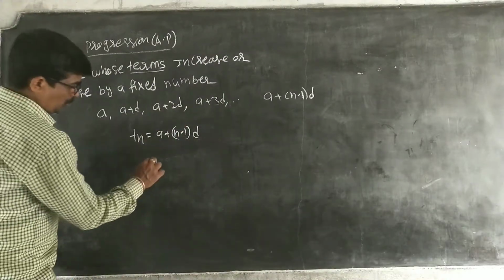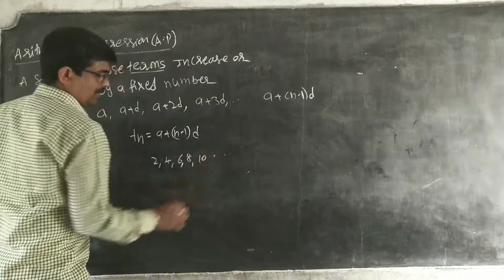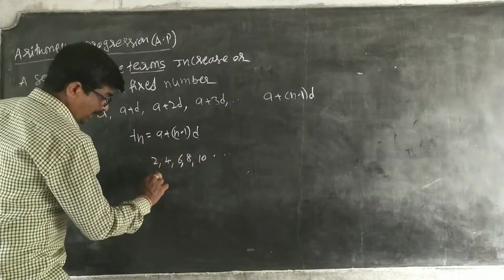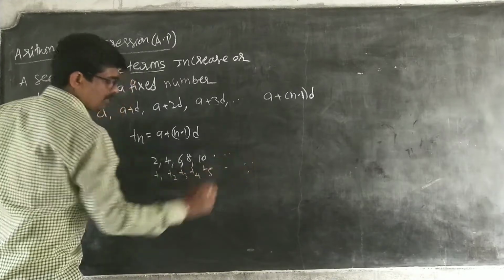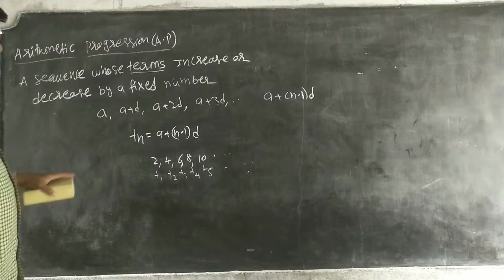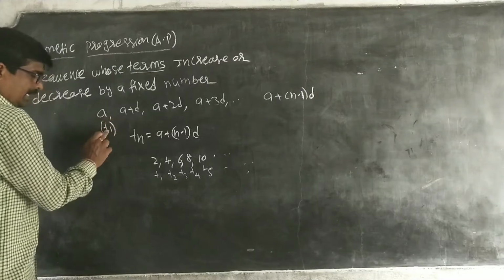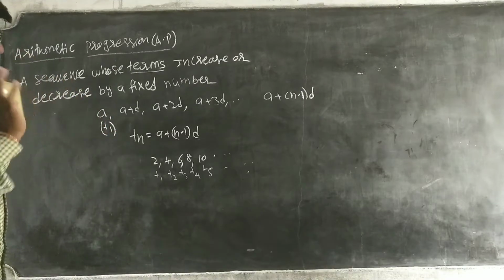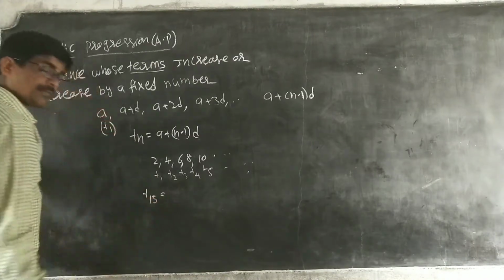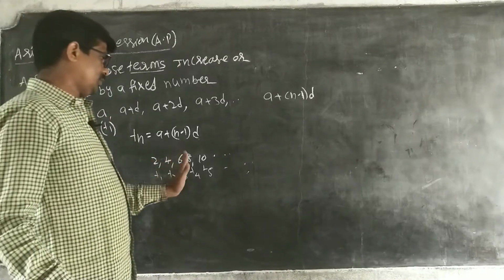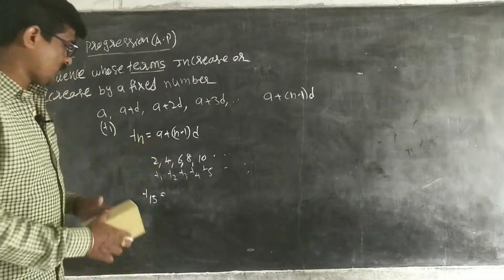For example, I am taking 2, 4, 6, 8, 10 and so on. So this is the T1 term, T2 term, T3, T4, T5 and so on. What is asked: A means first term or T1 term. Both are the same. Right. So when you have the T15th term, this is the first term, second term, third term, fourth term, fifth term, up to directly we want the 15th term. How are we finding it? We are using this principle.